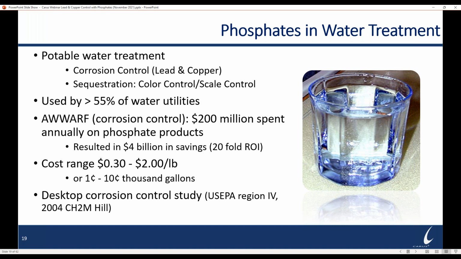In that study, they said there was a $4 billion savings in investment, or a 20-fold return on investment. What the AWARF study said is we are spending $200 million on chemicals and treatment for corrosion control, but all the things that you get out of that corrosion control treatment can save a water plant a lot of money. Obviously, if you've got to replace distribution mains, there's a large cost to do that.